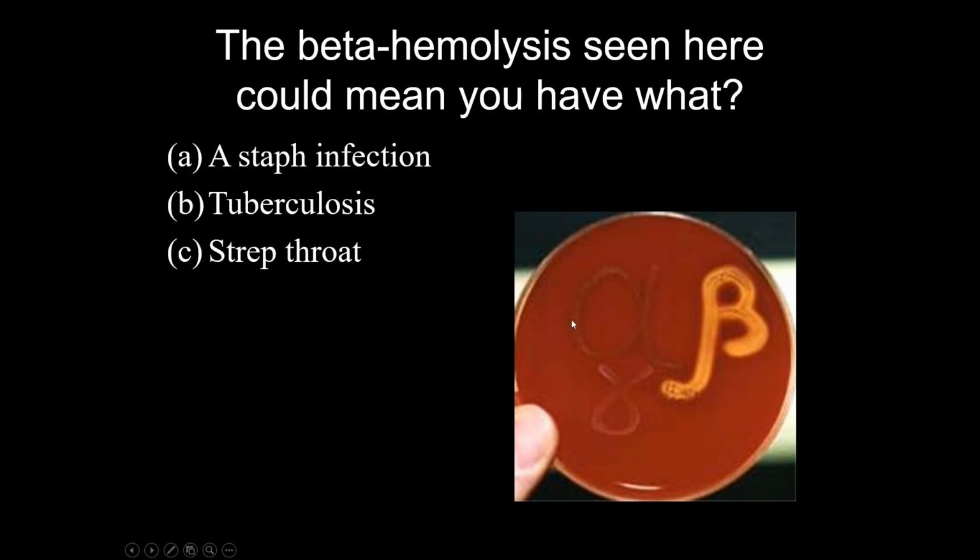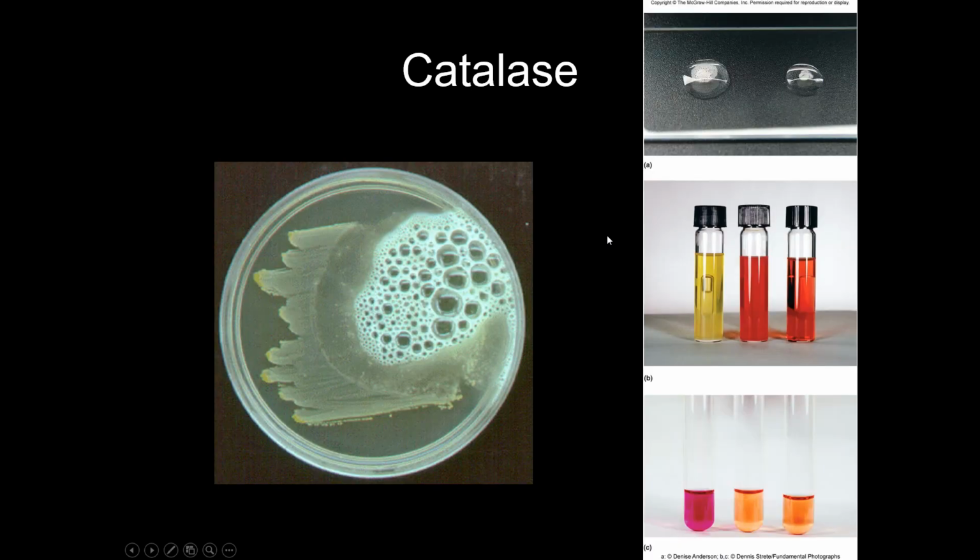Let's see, beta hemolysis in here could mean that you have what? So this is the beta hemolysis. One of the organisms that's capable of completely destroying red blood cells is Streptococcus pyogenes, which causes strep throat. So C is the right answer to that. So that's using a colony characteristic in a blood agar plate to help weed out some of the other things.